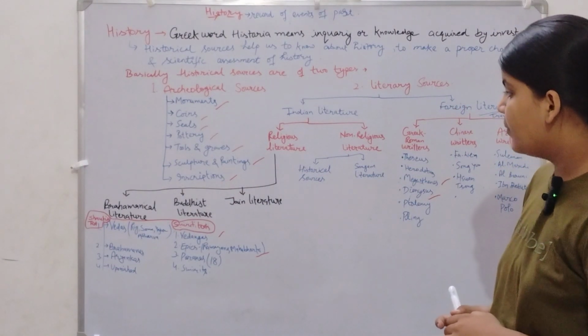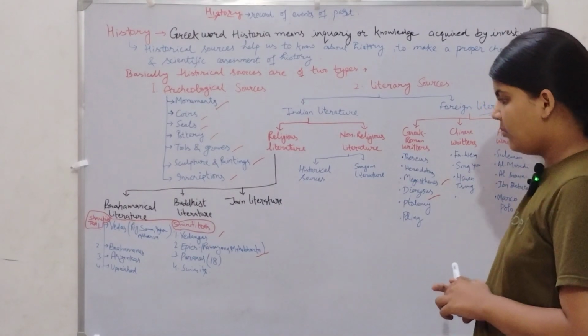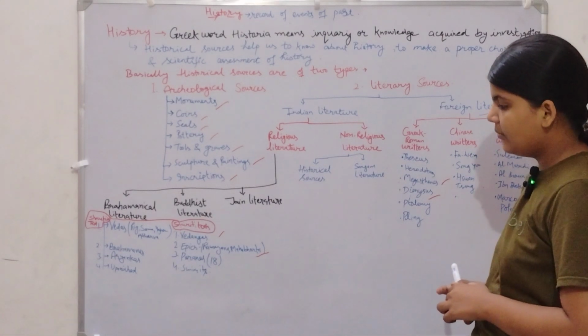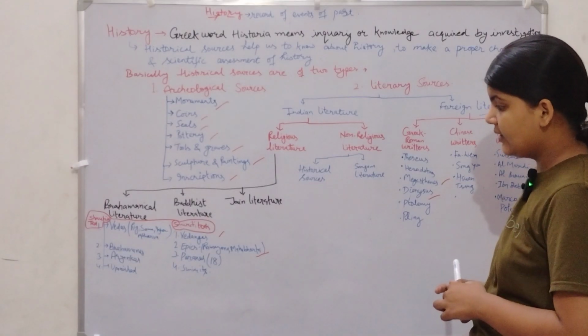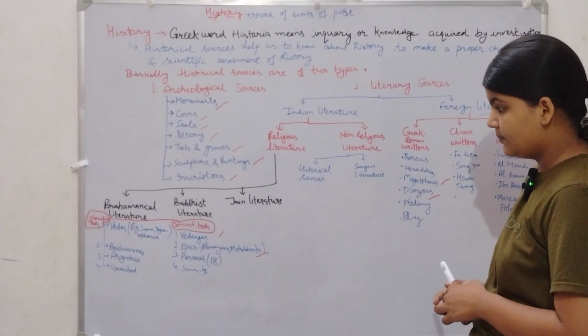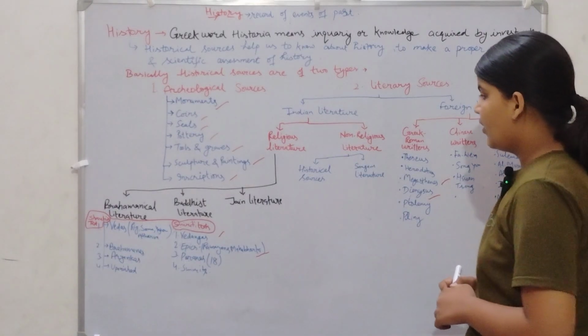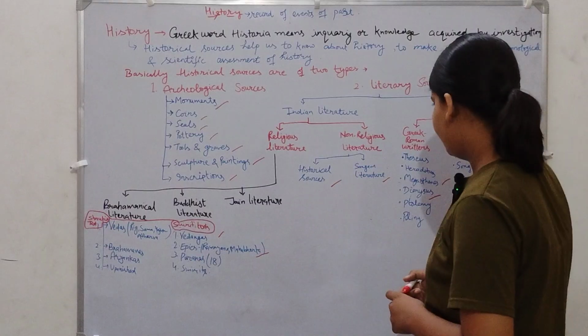Smriti texts, which we memorize. These are Vedangas, epics, Ramayana and Mahabharata, which teach us morals for the coming generations as well. Puranas, these are 18 in number. Smritis. Then the non-religious literature, which is of two types: historical sources and Sangam literature.